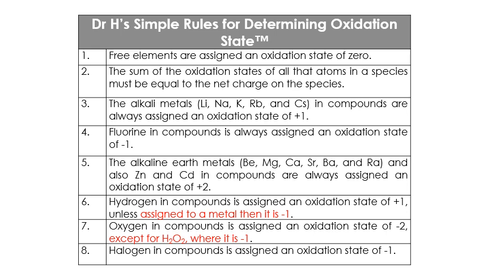Oxygen in compounds is assigned an oxidation state of -2 by and large, except in hydrogen peroxide, when the oxygen becomes -1. And halogens in compounds are assigned an oxidation state of -1. So hopefully with those rules, you can work out the oxidation states of associated species within a compound.